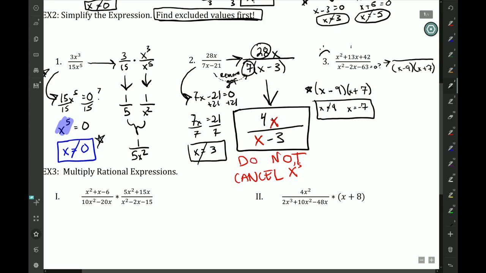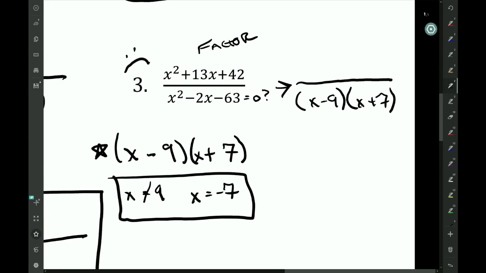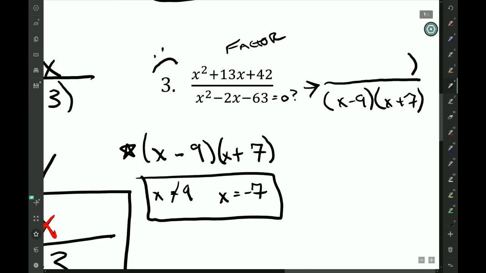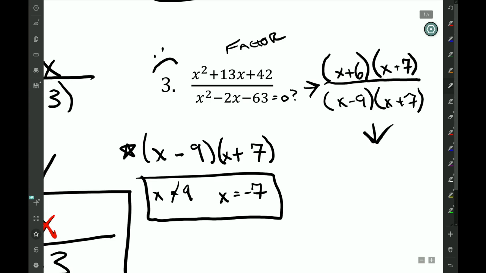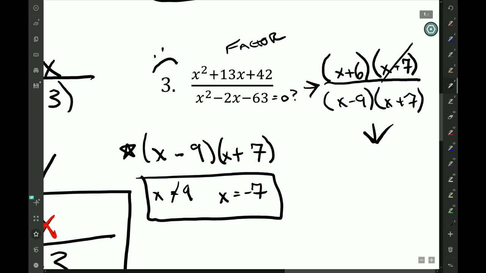What else can I do? I'm going to factor the top. Well, let's see. Factors of 42 that add to 13: 7 and 6, both positive, add to that. Now here's the cool thing. When everything's factored, you get to cancel stuff out. So once everything's factored, you can just cancel out whatever's the same. X plus 7 and x plus 7 are gone, leaving us with x plus 6 and x plus 9.